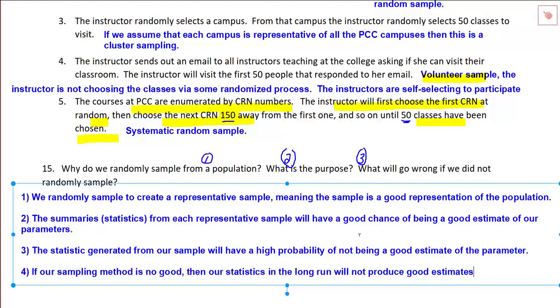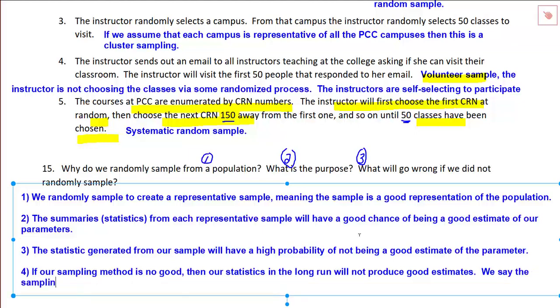And so if our sampling method is no good, then our statistics in the long run will not produce good estimates. So we say the sampling process is biased if it is systematically producing not representative samples. So you have a bad sampling method, but then each time you use it, there's a good chance it's not going to be reproduced. So then we say that, again, the sampling process is biased.